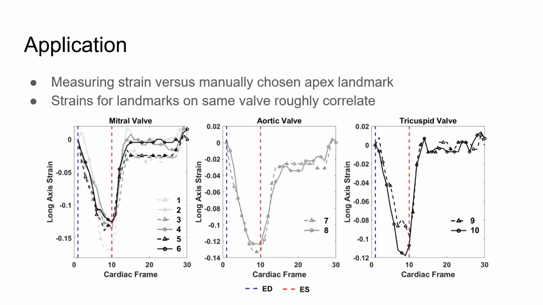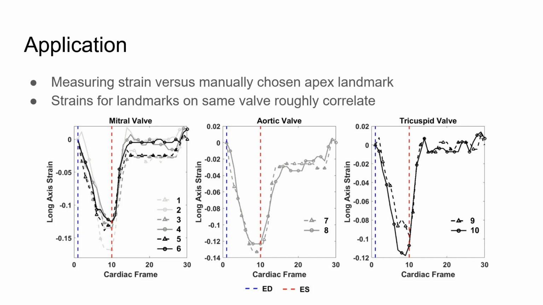Looking at strain, these are plotted from the landmark points to manually chosen apex points throughout the cardiac cycle, and so this looks at the strain of the individual landmarks on the individual images that we looked at. For each valve, we have, for mitral, our 6 different landmarks from the 3 different views. For aortic and tricuspid, 2 landmarks each.